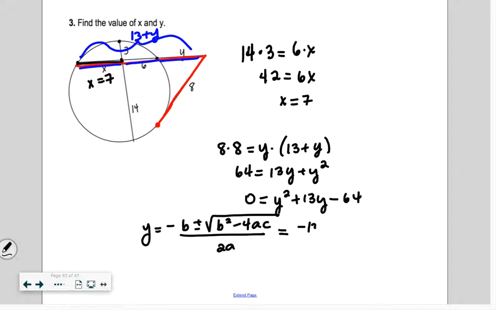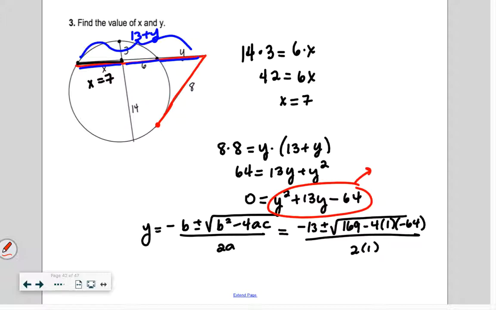So we have negative 13 plus or minus the square root of 13 squared, 169, minus 4, A is 1, C is negative 64, all over 2 times 1. First of all, do you guys remember this? Some of you were having trouble with this before. Colin, remember? A is 1, B is 13, C is negative 64, right? So we're not putting the y's in. We're just putting the coefficients. Where does the 1 come from? Because it's like 1y squared, right? Oh, yeah, that makes sense.